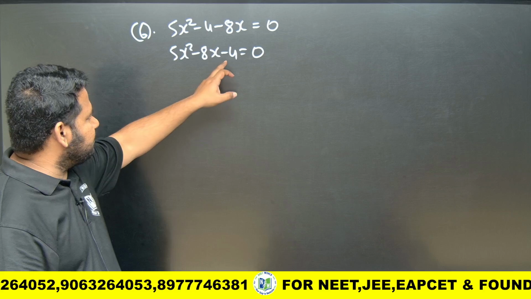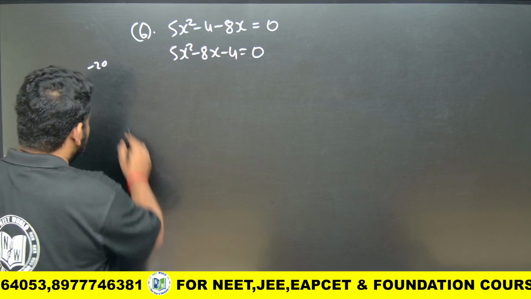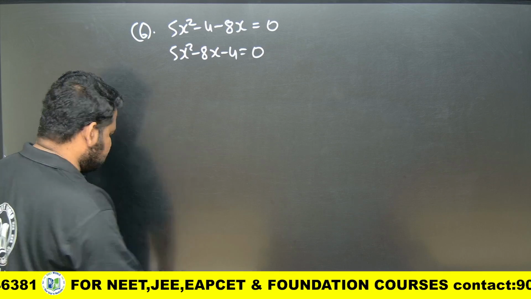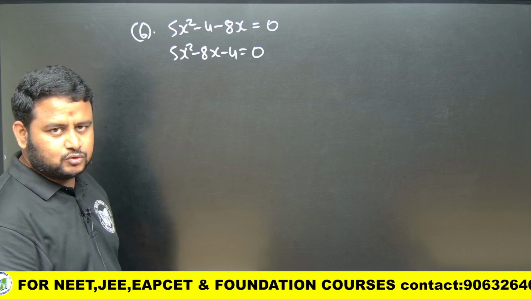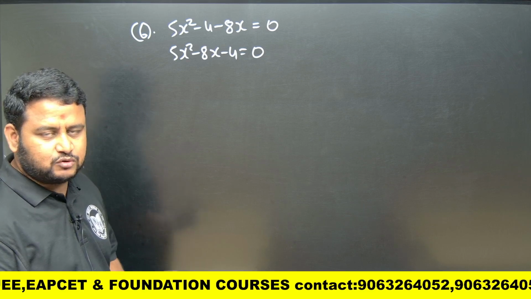So now if I multiply, 4 5s are 20, that is minus 20. Okay, product is minus 20. Now what about the sum? Sum is minus 8. So what can I do? 10 into minus 2 or minus 10 into 2. 10 2s are 20. Minus 10 into 2 is minus 20. Minus 10 plus 2, I will get minus 8.